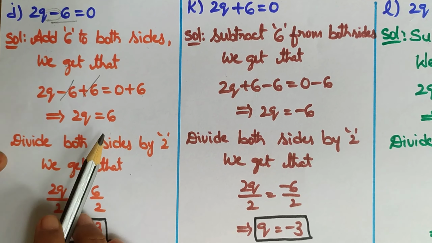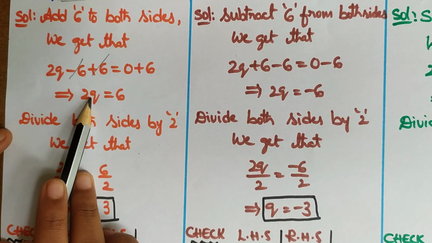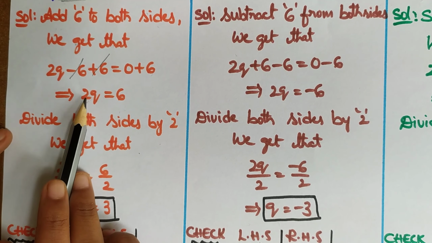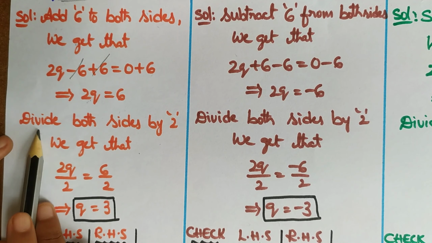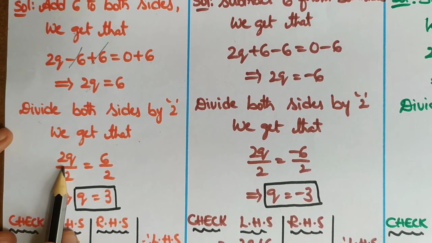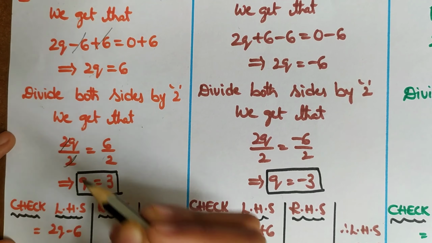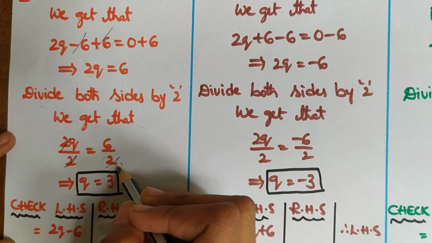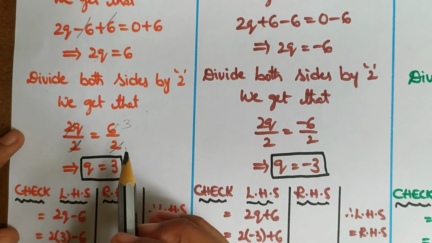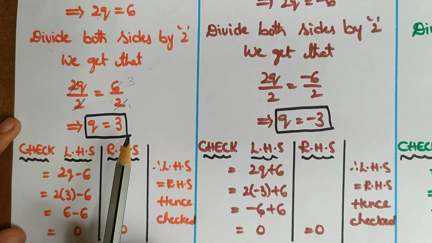So 2q is equal to 6. Now 2q is nothing but 2 into q. Here it is multiplication, so we divide both sides by 2. We get 2q by 2 is equal to 6 by 2. The 2s cancel, and 6 by 2, 2 1s are 2 and 2 3s are 6. So q is equal to 3 by 1, where q is equal to 3.